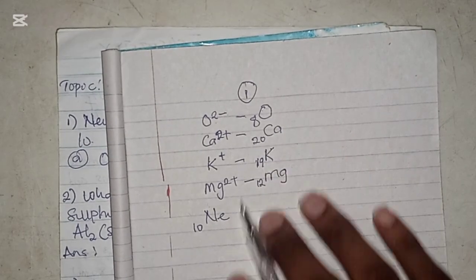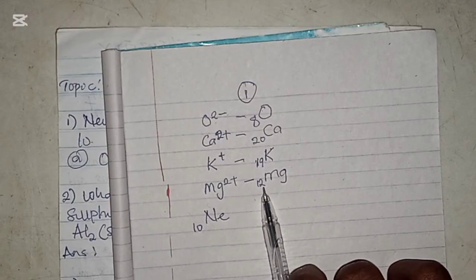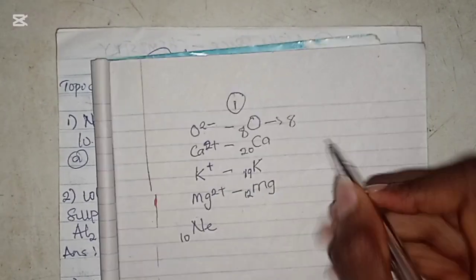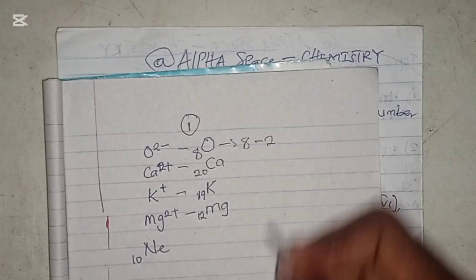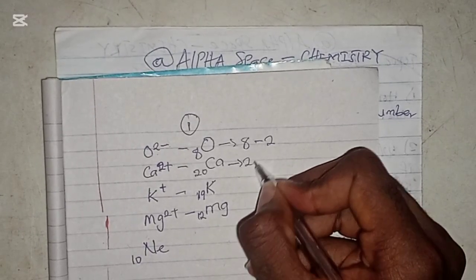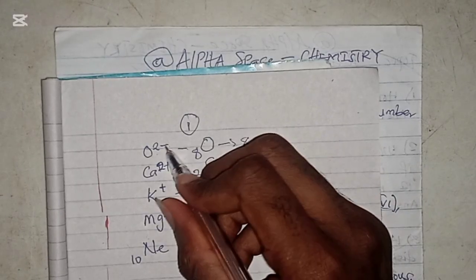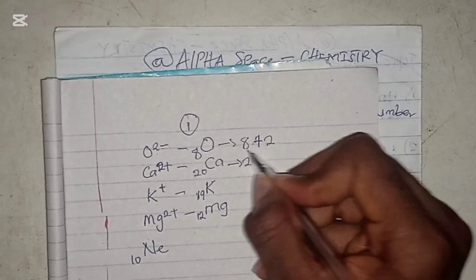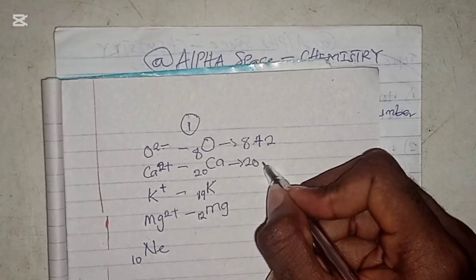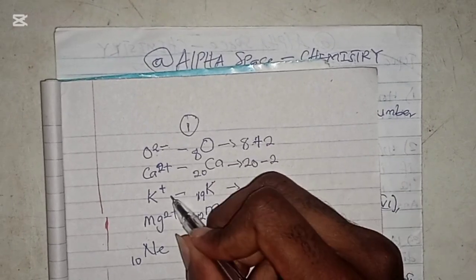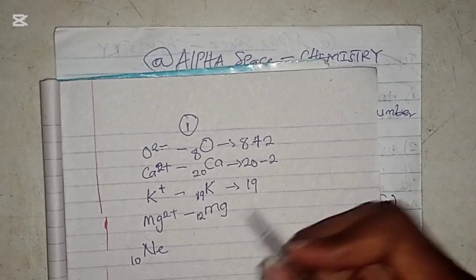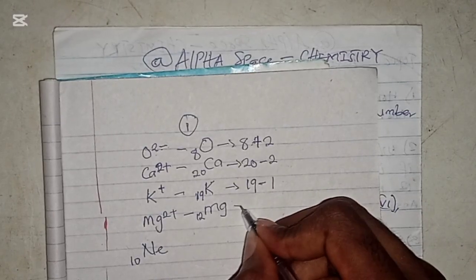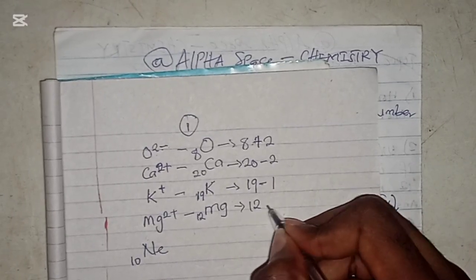You see how I'm purposeful about writing the atom, so the atomic number is written below here. Now, if this has lost 2, it means what? 8 minus 2. For this, it means what? If this has gained 2 electrons, it means 8 plus 2. This has lost 2 electrons, so 20 minus 2. This has lost 1 electron because it's a positive here, so 19 minus 1. And this has lost 2 electrons also, so it will be 12 minus 2.